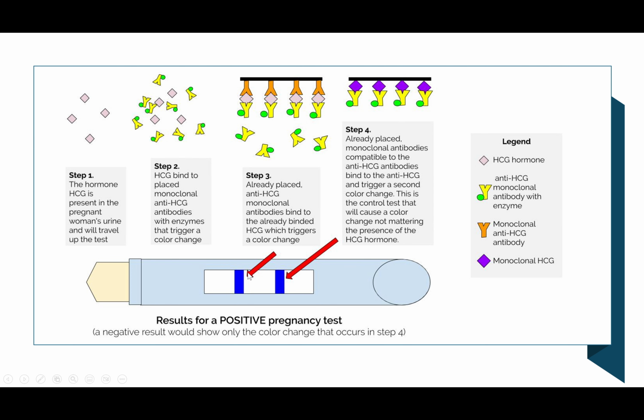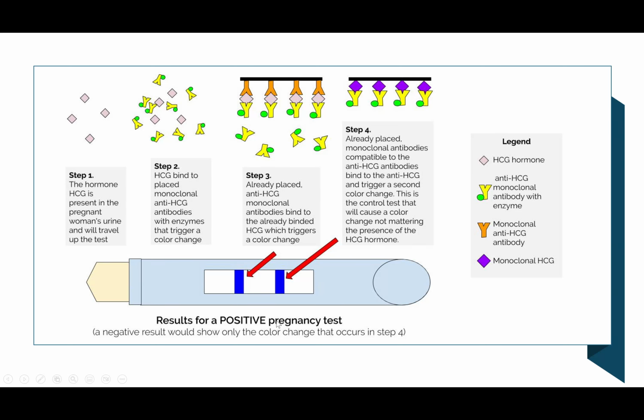So in step four, it's the control. The monoclonal antibodies for HCG are already present on the slide. Therefore, a color change will occur no matter what. But in step three, the monoclonal antibodies are not present. So if there's a color change due to monoclonal antibodies being present, then that will show that the antibodies came from the urine. So a line will come to show that there is a positive pregnancy test. And then there will be a line after that to show that the test is actually working.